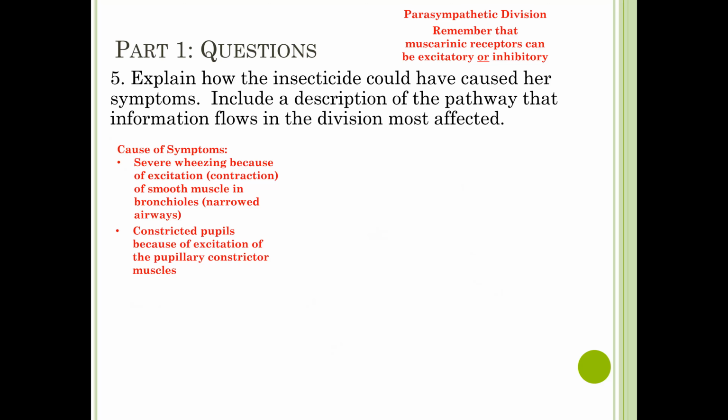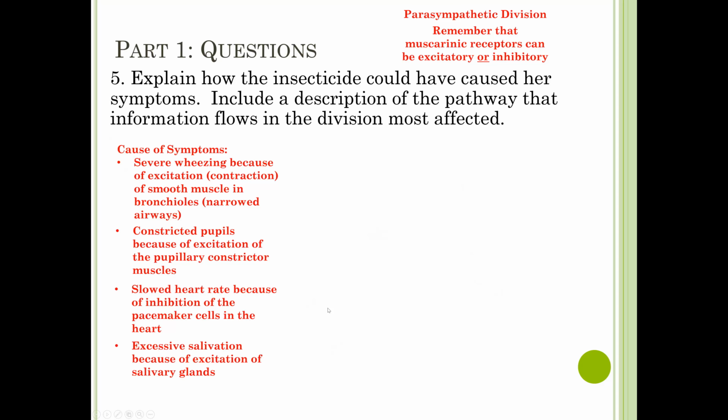Her constricted pupils occurred because of the excitation of the pupillary constrictor muscles in the eye. She had a slowed heart rate called bradycardia because of inhibition of pacemaker cells in the heart. And she had excessive salivation because of excitation of the salivary glands. Don't get too bogged down in these details. The take-home message for this question is to know what the functions of the parasympathetic division are.